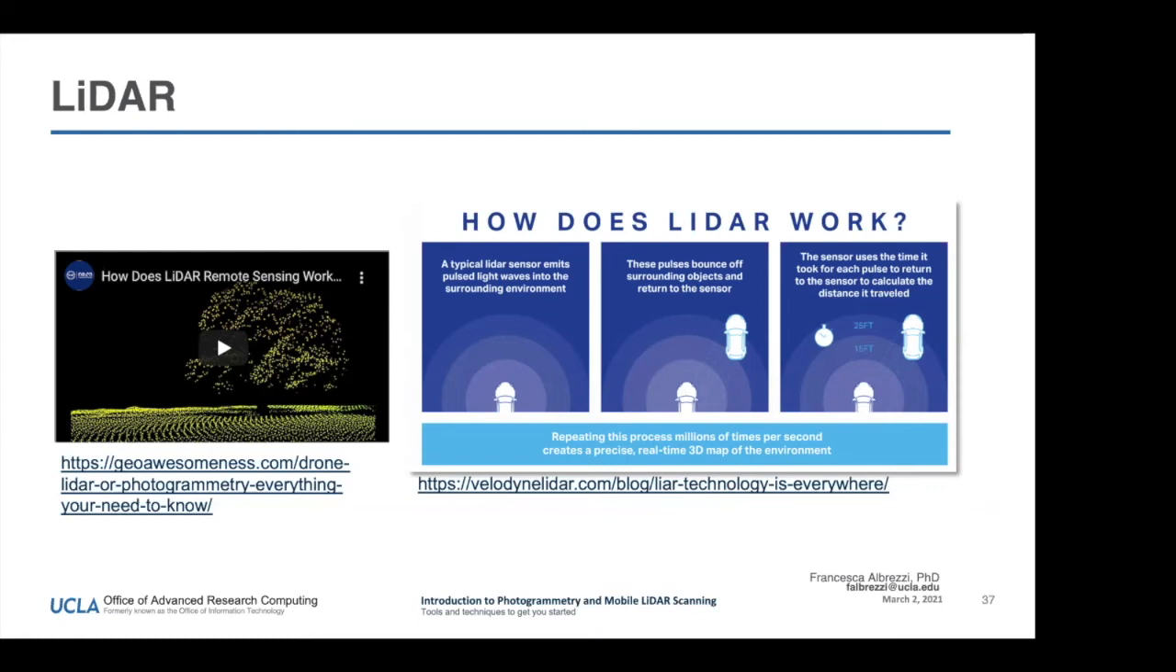So LiDAR was developed shortly after the laser was developed in the early 1960s. LiDAR is a method for measuring distances ranging by illuminating the target with laser light and measuring the reflection with a sensor. Differences in laser return times and wavelengths can then be used to make digital 3D representations of the target.